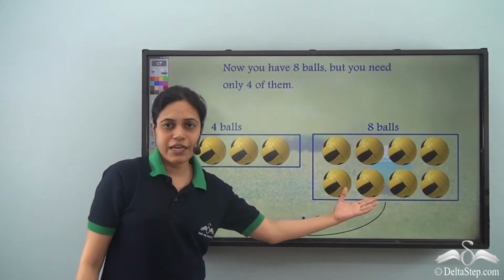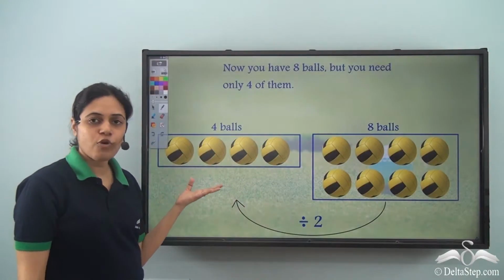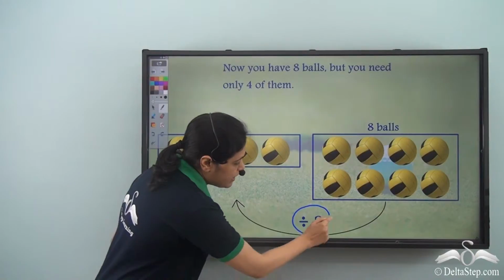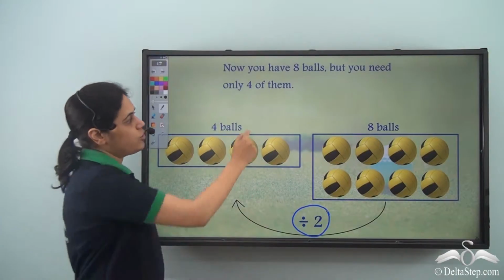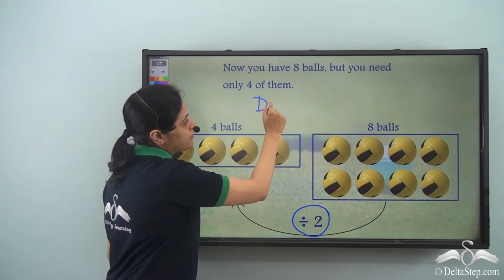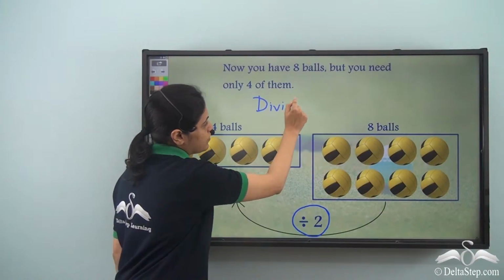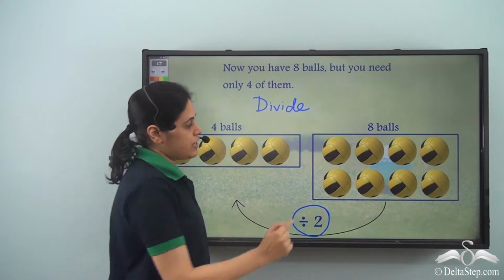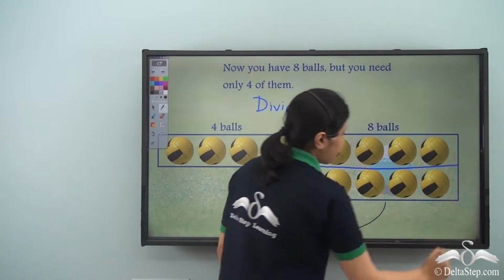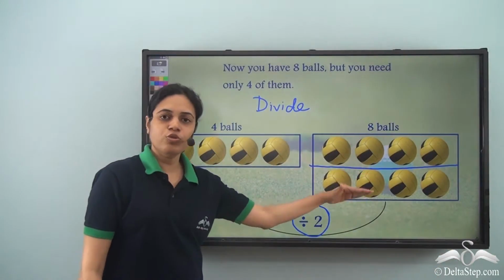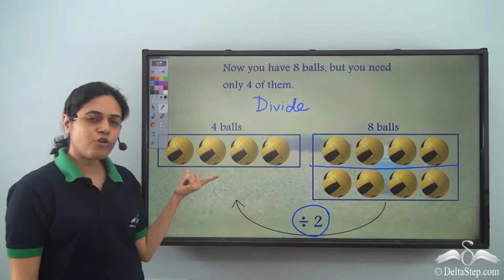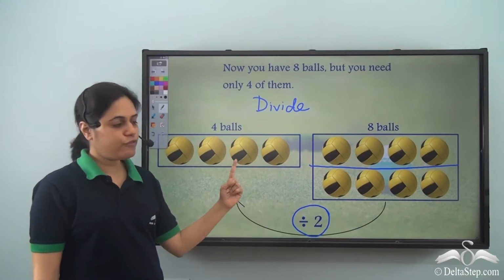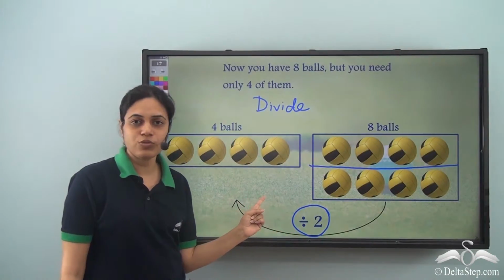But if you have 8 balls and you want 4 balls, then what will you do? You need to divide by 2. So, you need to divide. That is, if you divide these into two groups of 4, you get 4 balls. So for coming from 8 to 4, you need to divide by 2.